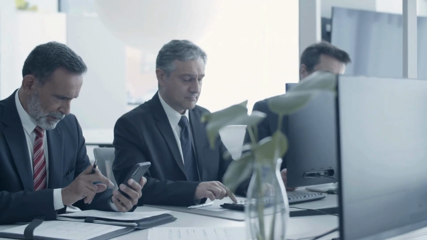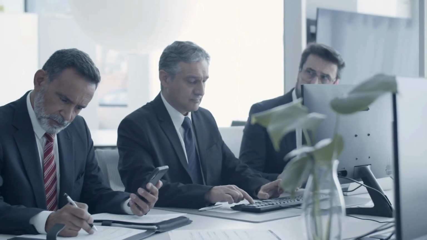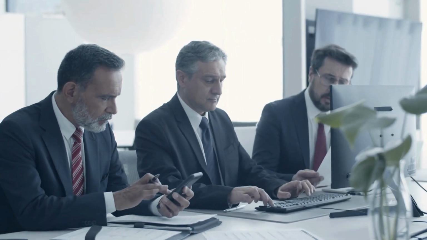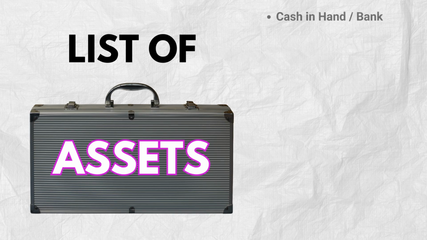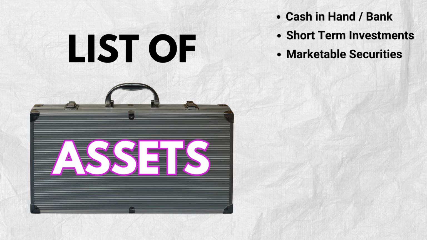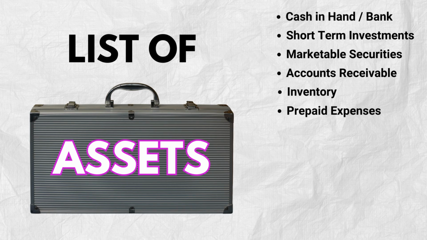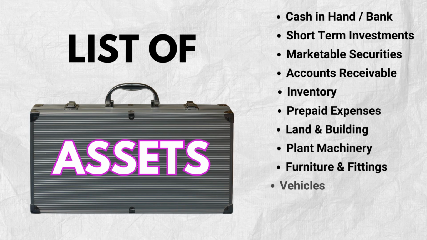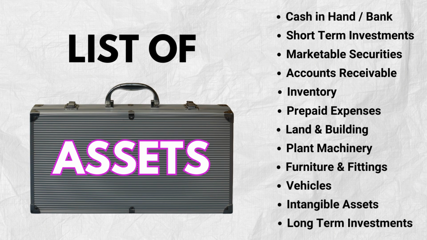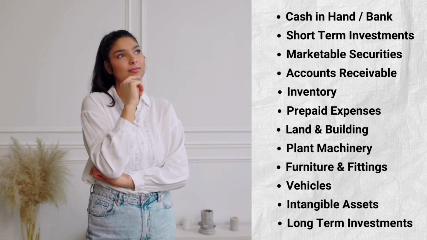First in the list, we have cash and cash equivalents. The most liquid of all assets. Think of hard cash in hand or bank, followed by assets like short-term investments, marketable securities, and accounts receivable. Moving down the line, we have inventory, prepaid expenses, land and building, plant machinery, furniture and fittings, vehicles, intangible assets and long-term investments.